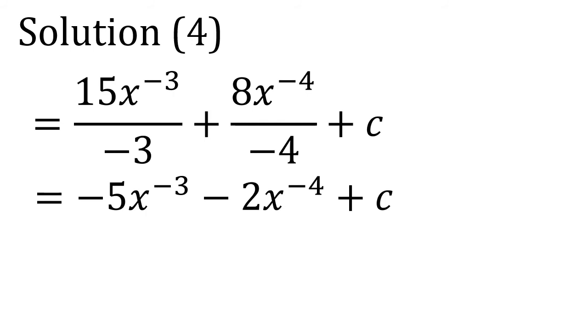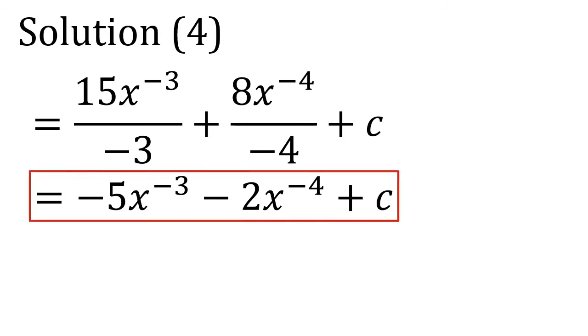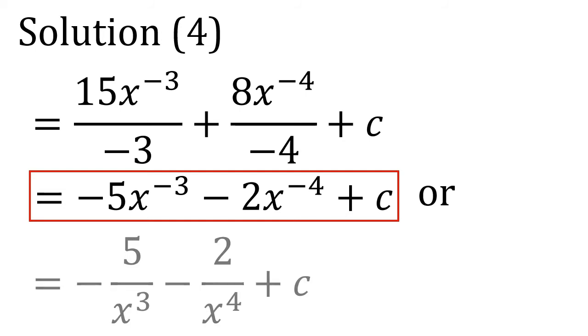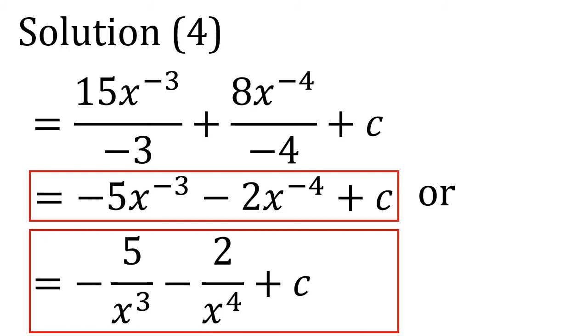This will become negative 5x to the negative 3 minus 2x to the negative 4 plus c. This could be your final answer. Did you get the correct answer? Very good. Just like from the previous item, this can be expressed in a different way. This can be expressed as negative 5 over x cubed minus 2 over x to the 4th plus c. If your answer is expressed like this one, it is also correct.